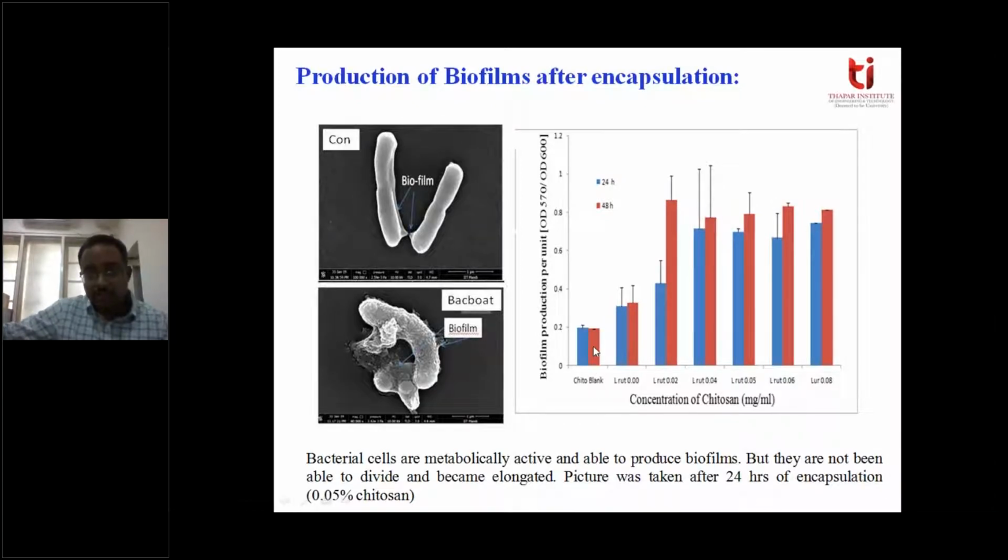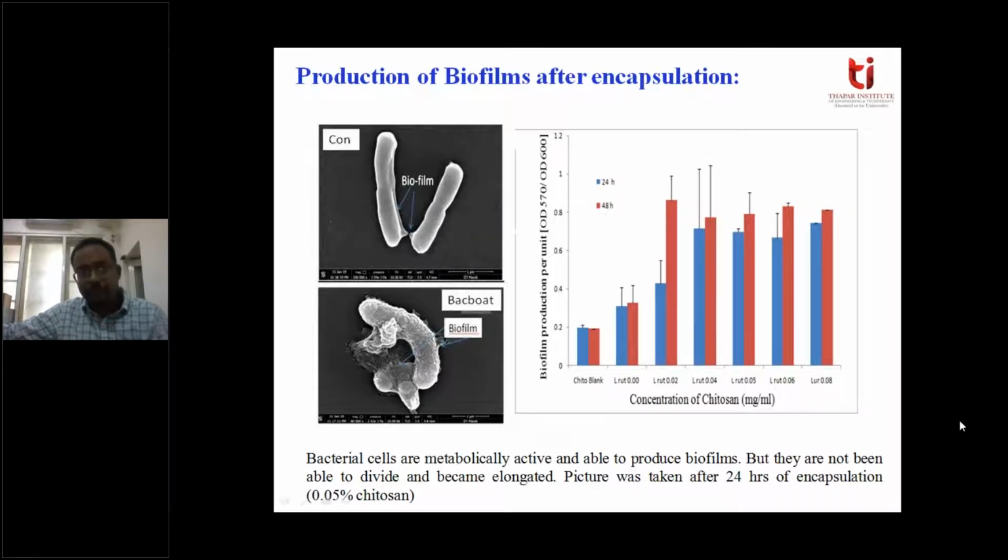This is your chitosan blank. This is only Lactobacillus reuteri at 24 and 48 hours, and when you increase the chitosan concentration or time, you see high biofilm production. At the same time, in the microscopic image, the size of the bacteria clearly shows, and the secretion clearly shows that a lot of biofilm is being produced, but the cell is not dividing because there is no invagination in between. It's just becoming elongated.